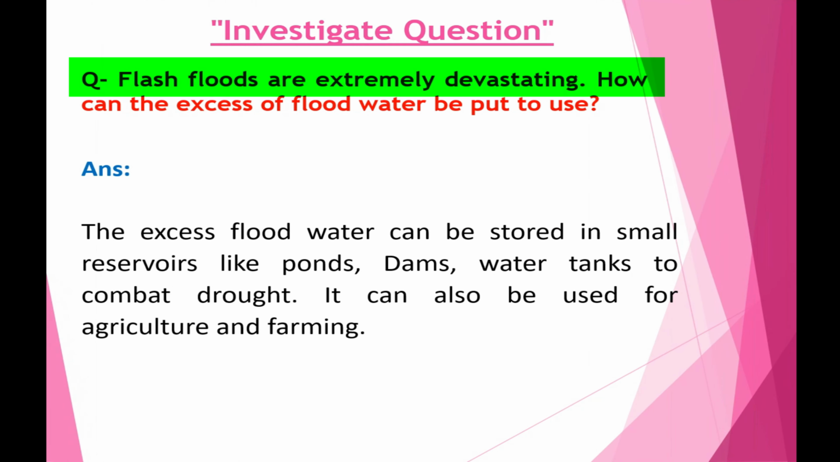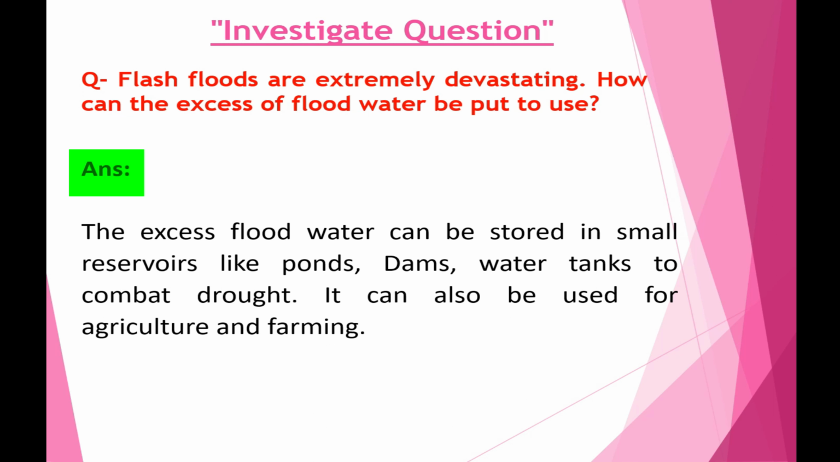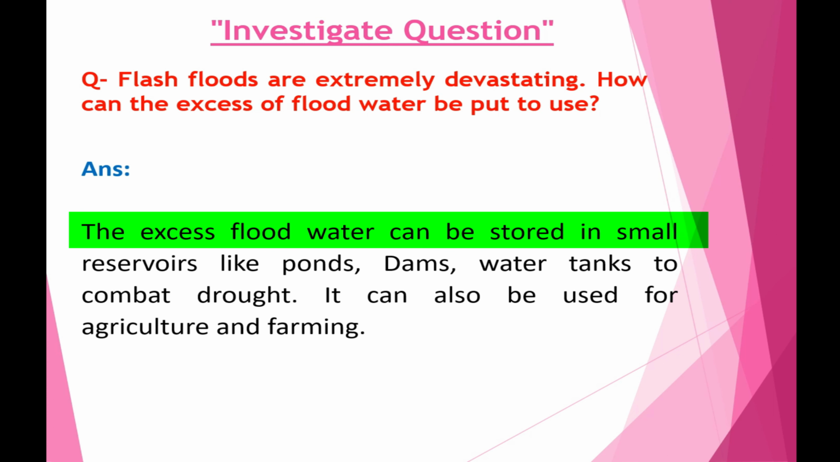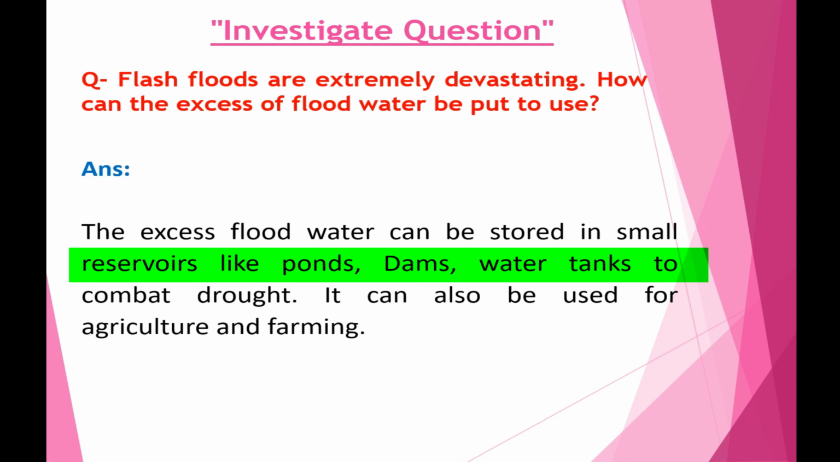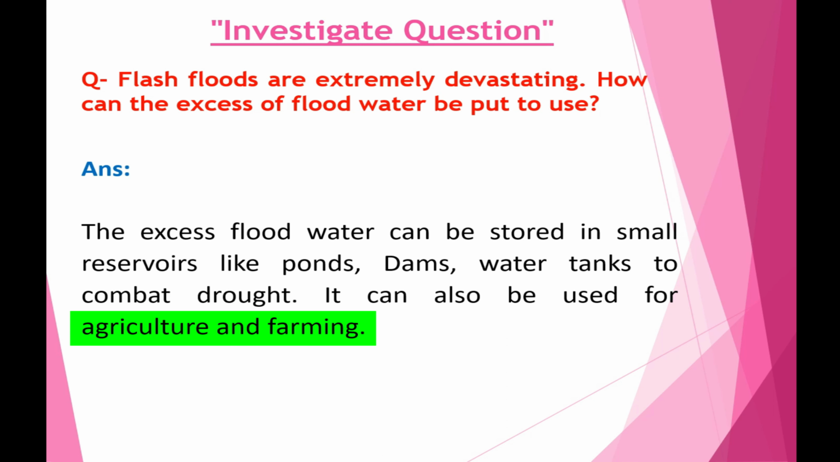Investigate questions. Question number 1. Flash floods are extremely devastating. How can the excess of floodwater be put to use? Answer. The excess floodwater can be stored in small reservoirs like ponds, dams, and water tanks to combat drought. It can also be used for agriculture and farming.